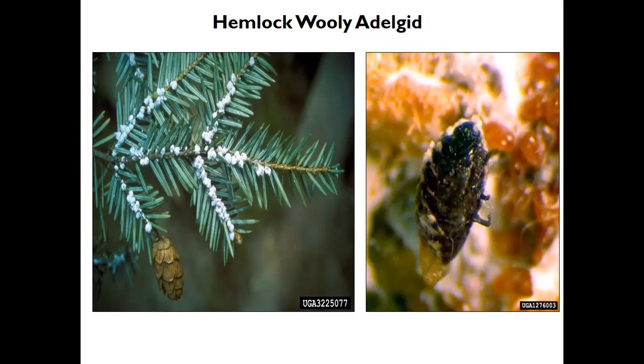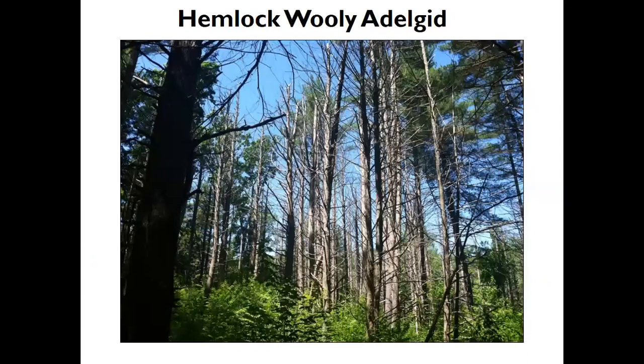As you can see, these little adelgids, which are related to aphids, form these little masses around where the needles and branches come together, and can cause tree mortality, such as this example of a forest where a lot of hemlock trees have died as a result.